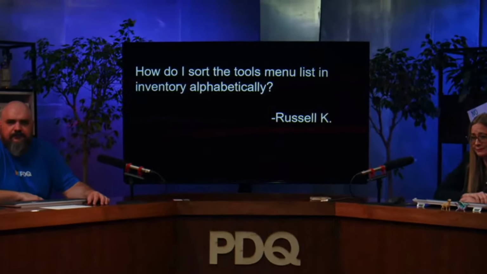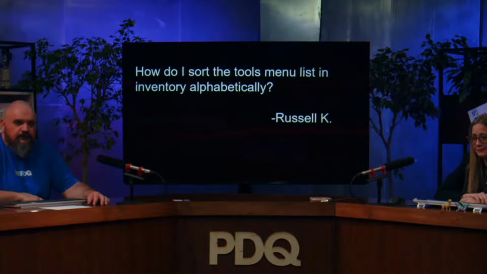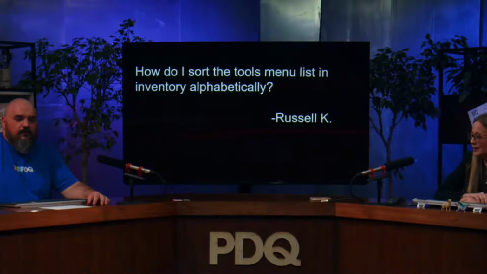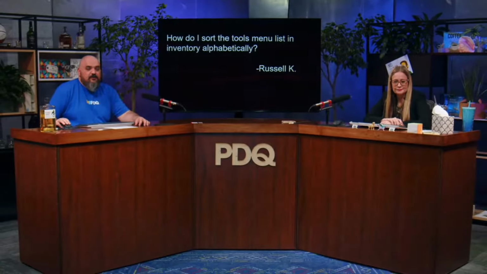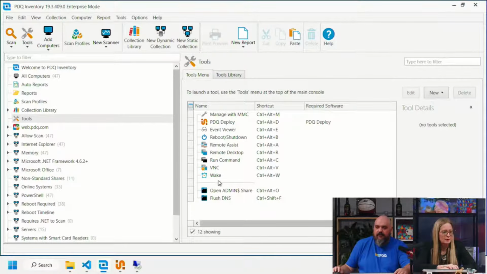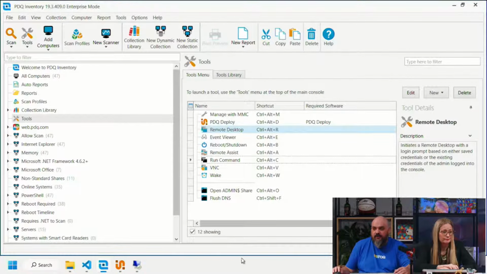How do I sort the tools menu list in inventory alphabetically? Russell K. See, I would ask that question. So there is no Autosort. And the reason for it is you can add the dividing line like there, so you can set them in groups and Autosort with that. Makes it a little bit complicated. So you can drag and drop into the order you want. I know that's not ideal, but Autosort for tools, unfortunately, is not something that's there. You can set it the way you want, and it will be there for you, but if you log in with different credentials, it will go back to the default. So you just have to do it yourself if you're compulsive.